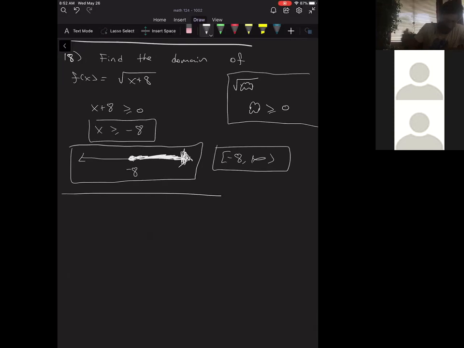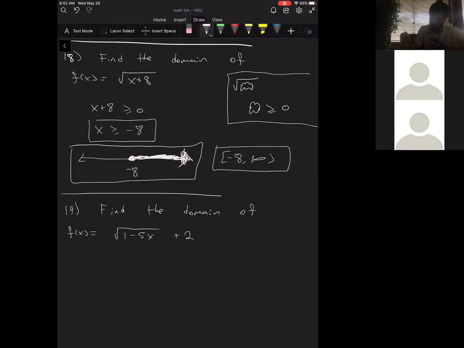Okay, next question. How about let's do, yeah, 19 is good. So again, find the domain. f of x is equal to the square root of 1 minus 5x, plus 2. So we need to find the domain.